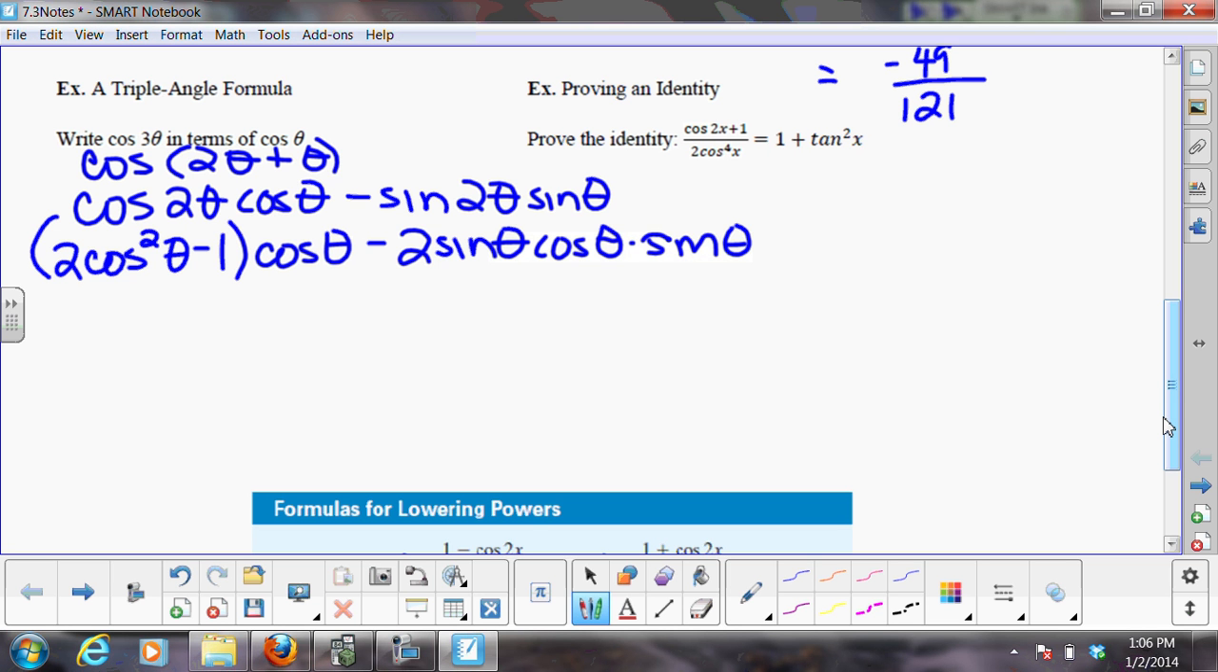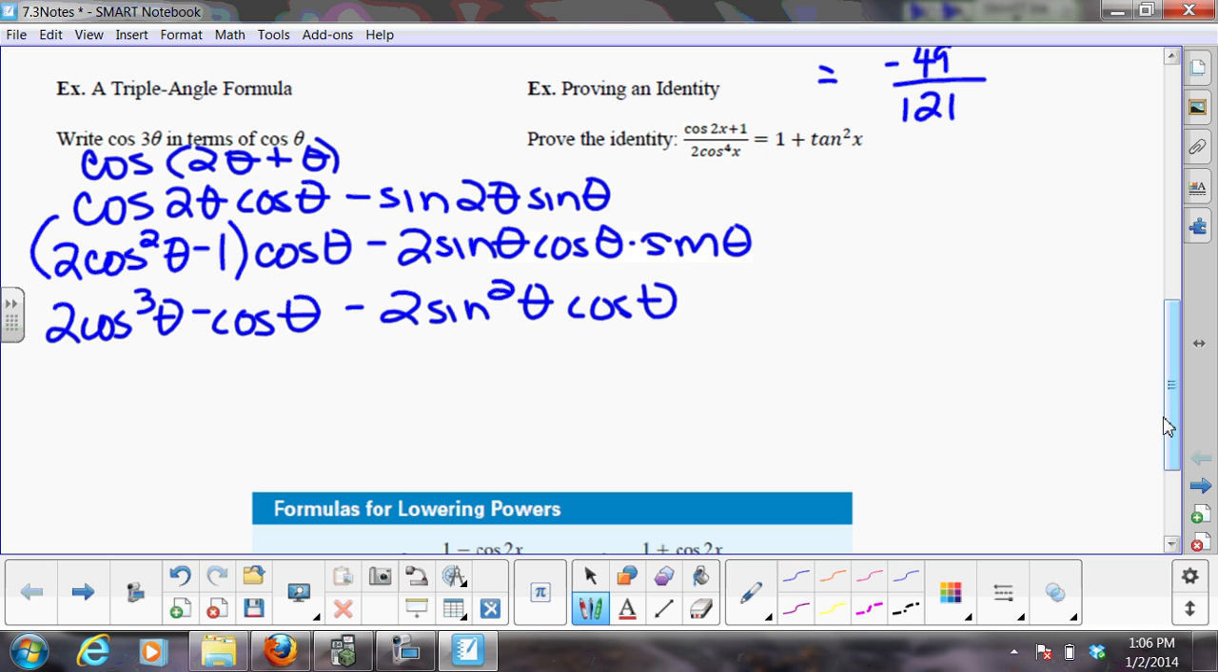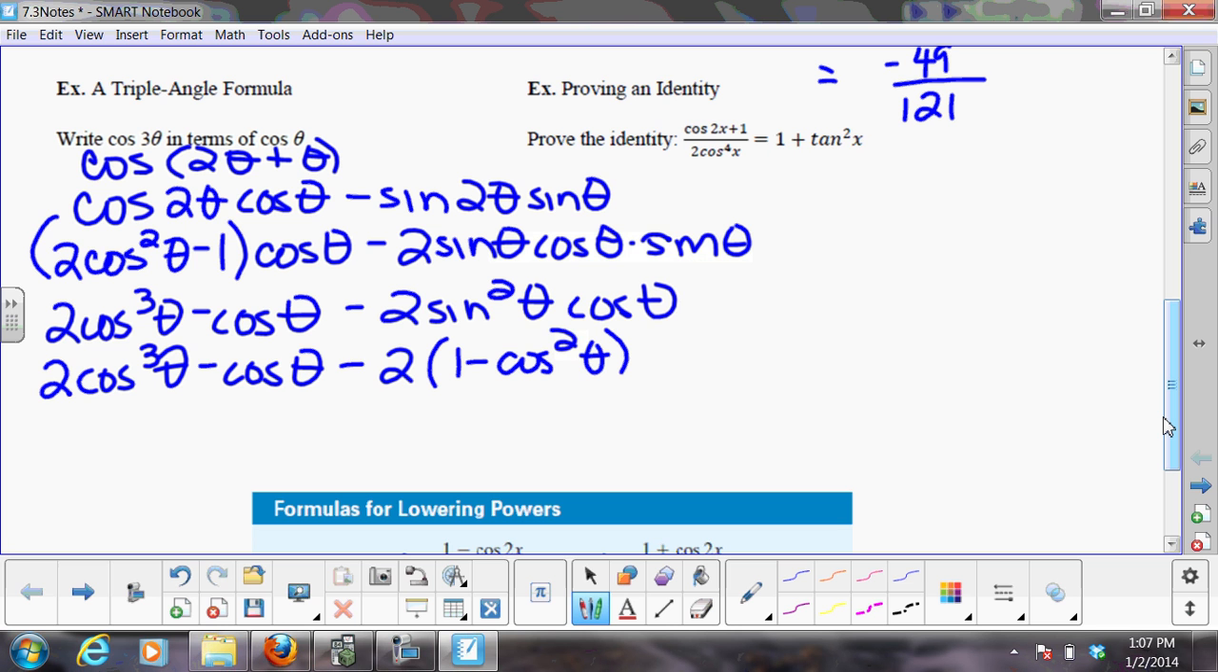So I'm going to factor in my cosine theta. So 2 cosine cubed theta minus cosine theta. And then here I'm going to multiply my sines together. So minus 2 sine squared theta cosine theta. Well, sine squared theta can be changed to a cosine. That's the trig identity. Recopy everything in the front. So sine squared theta turns into 1 minus cosine squared theta. We have a cosine theta at the end.